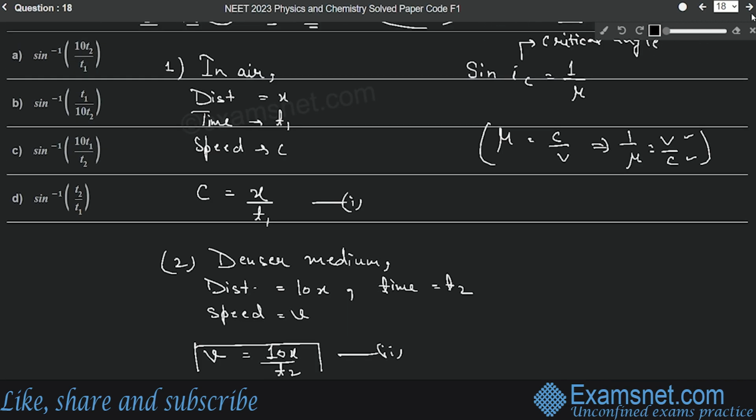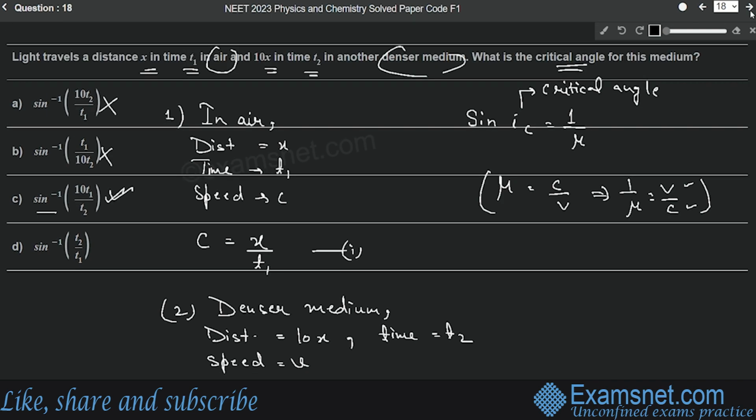Okay, sin inverse 10 T1 by T2. So let's see the options. First option, we have sin inverse 10 T2 by T1, which is not true because it is 10 T1 by T2, right? In the second, we have sin inverse T1 by 10 T2. No, not correct. In the third one, we have sin inverse 10 T1 by T2. Yes, this is the correct answer. Option C will be the correct answer.